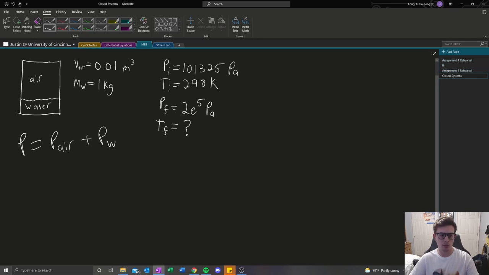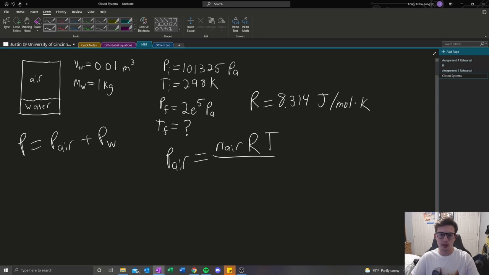So we know the partial pressure of the water, and so we need to find the partial pressure of the air. And because we're at ideal conditions, we can go ahead and do that. So we know that pressure is equal to moles times R, where R is just the gas constant, equal to 8.314 joules per mole Kelvin. Alright, so we're going to want to know the number of moles of air, because we're dealing with the partial pressure of air. So that's going to be multiplied by the gas constant times the temperature over the volume, and the volume of what? The volume of the vapor pressure.